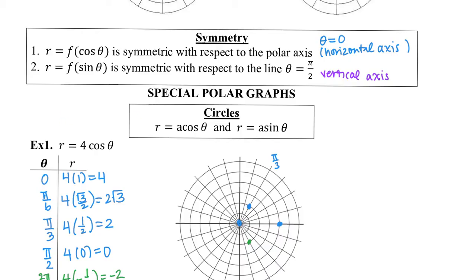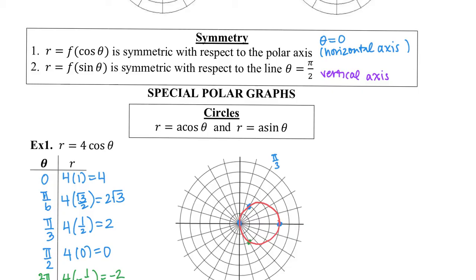So let me go back to pi. Cosine of pi is negative 1. So 4 times that is negative 4. So along the pi line, I'm going to go negative 4 units, 1, 2, 3, 4, which takes me back to here. Okay, so I'm going to go ahead and sketch this. I will tell you the hint that this is a circle. So try to make it look roundish.